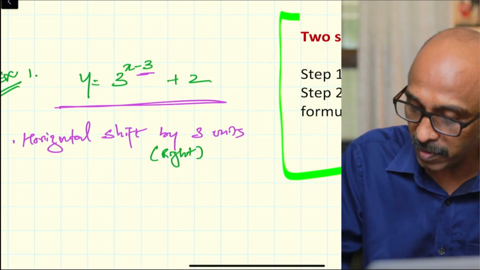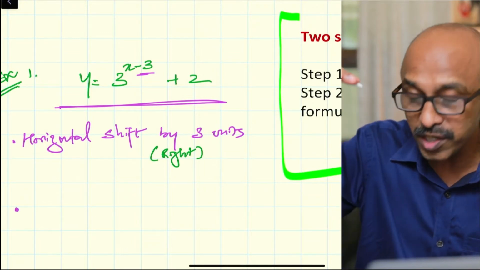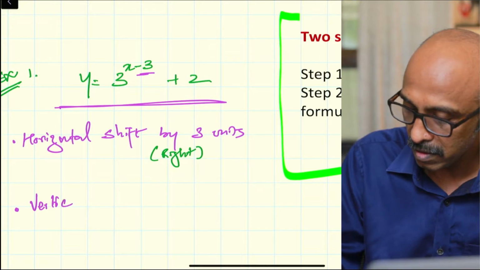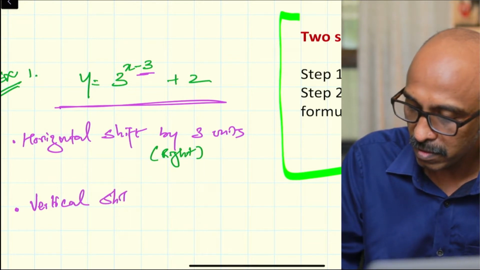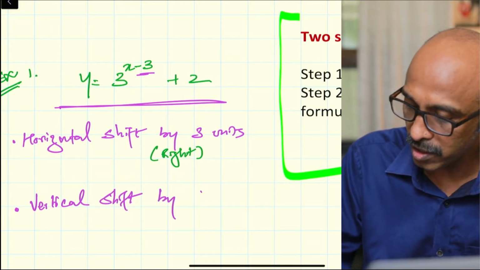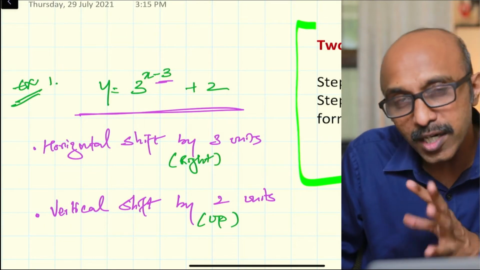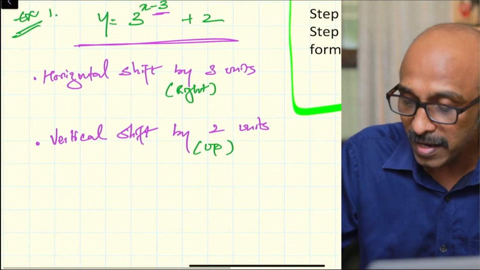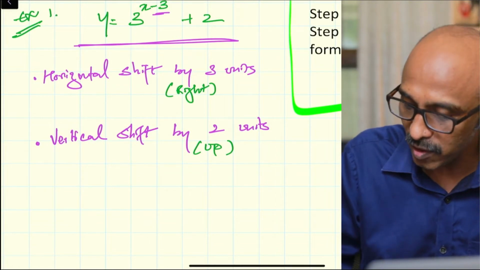What's the other thing that has happened? Well, there's a vertical shift up by 2 units. So this is the transformation that this function has gone through from its original parent function. Now, let's write down the domain and the range of this function quickly.